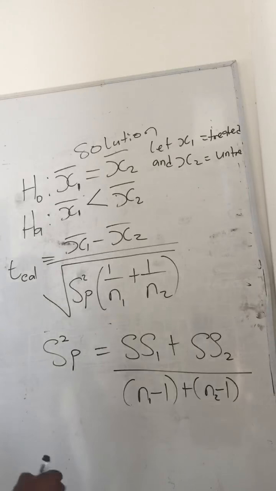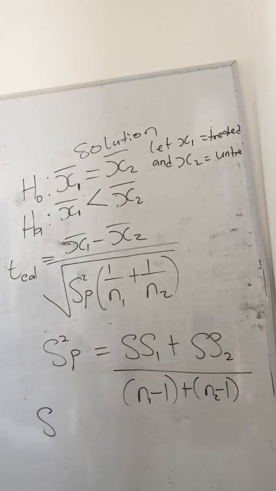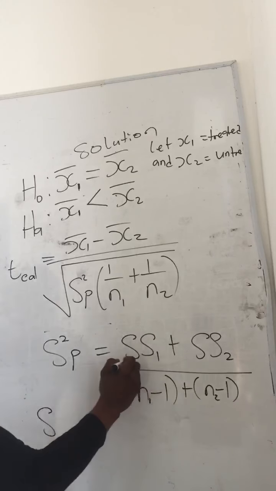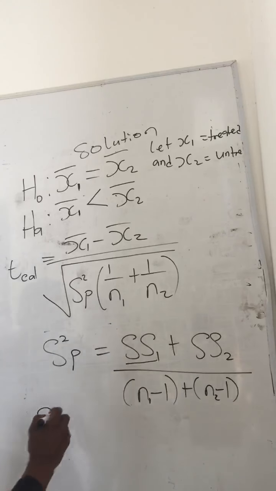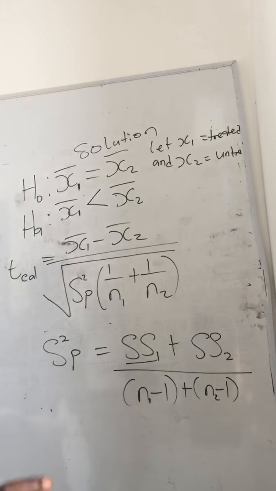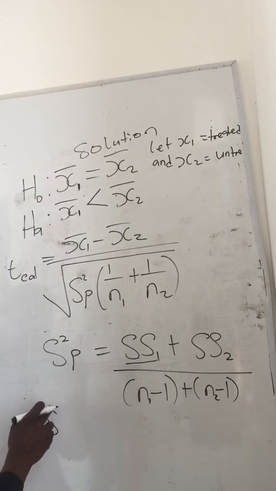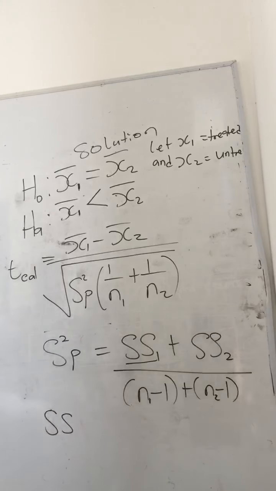Alright. Now we have the pooled variance to be this. And now the sum of squares. To compute the sum of squares, we also have a different formula for that. I hope you are taking note of all these formulas, as in subsequent questions we'll just go straight forward. You have to take note of these formulas.